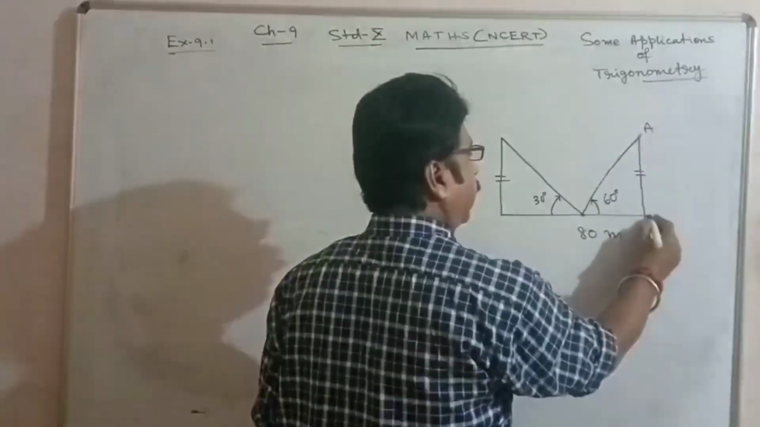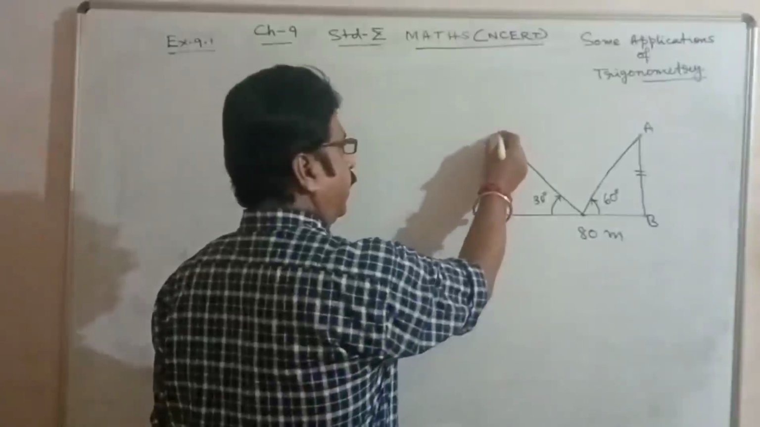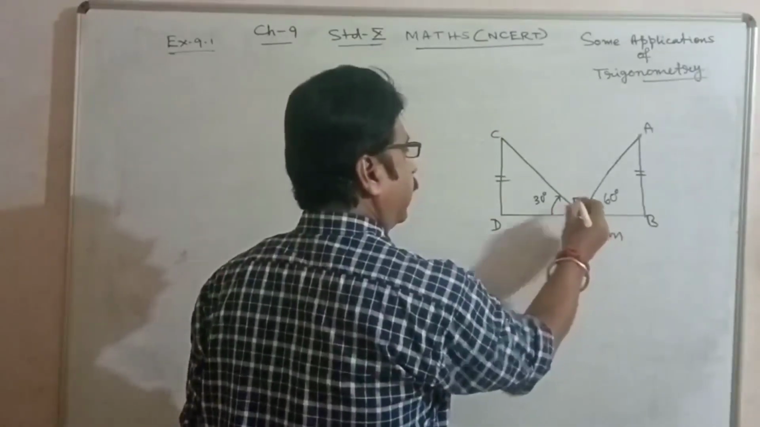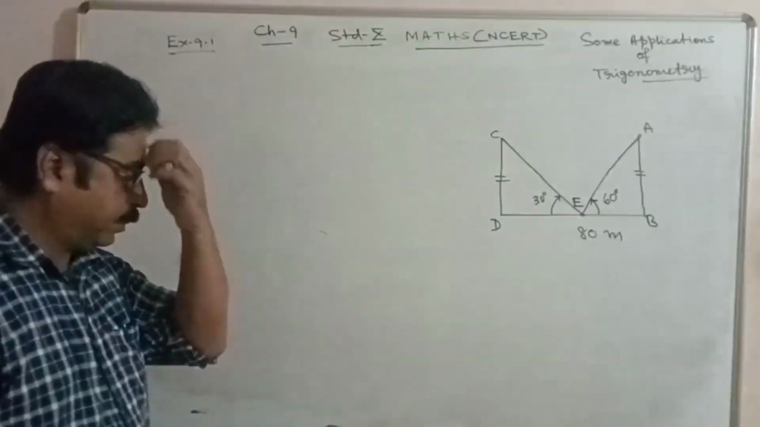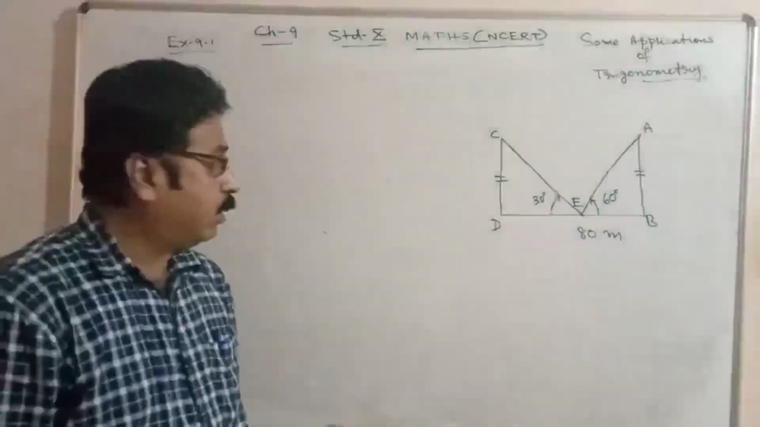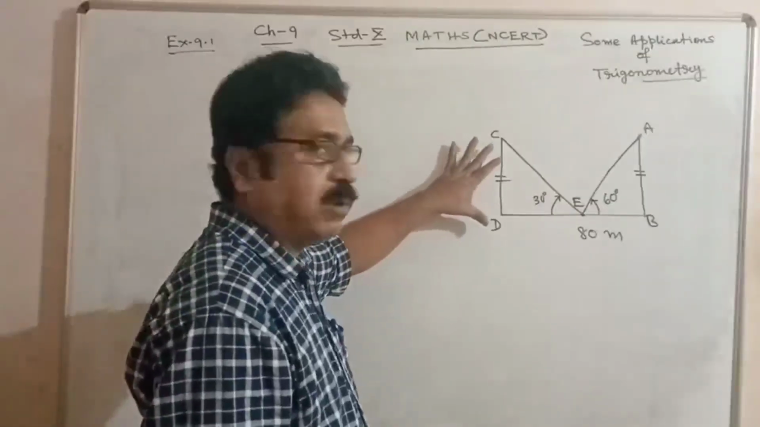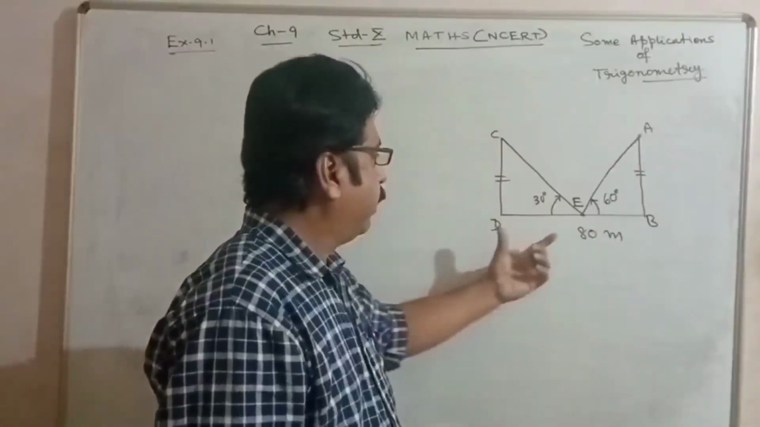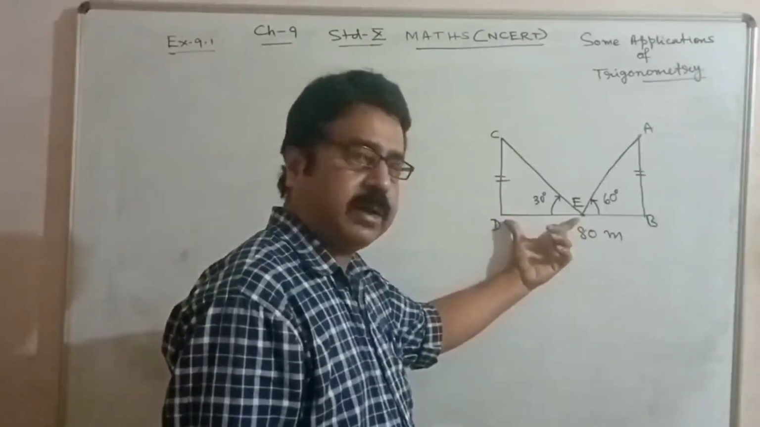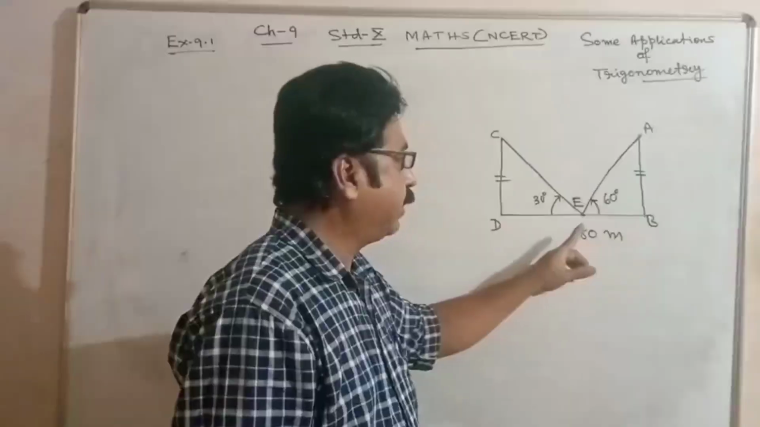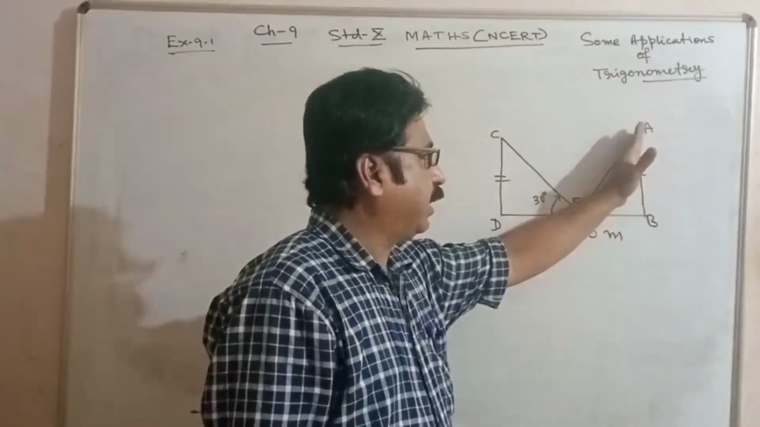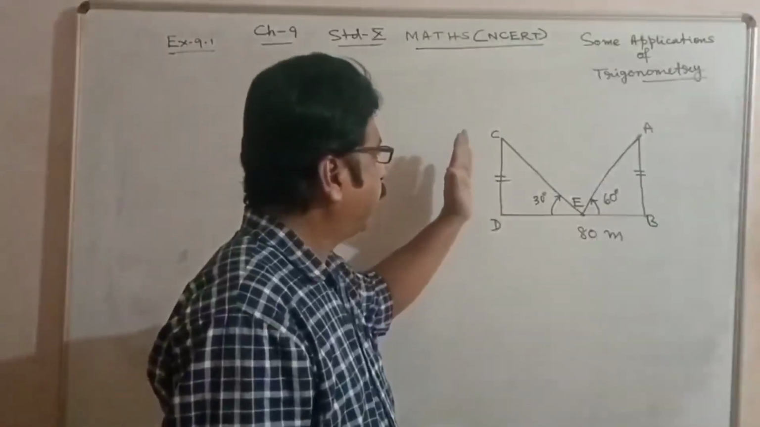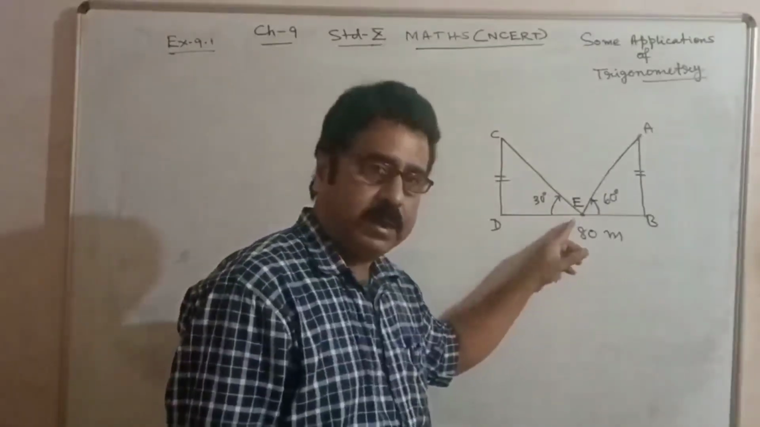Suppose AB, CD, and it is the point E. What we have to calculate? AB, CD, which are equal, and we have to calculate this much distance and this much distance. That means distance from one pole to point E and distance from another pole to point E.